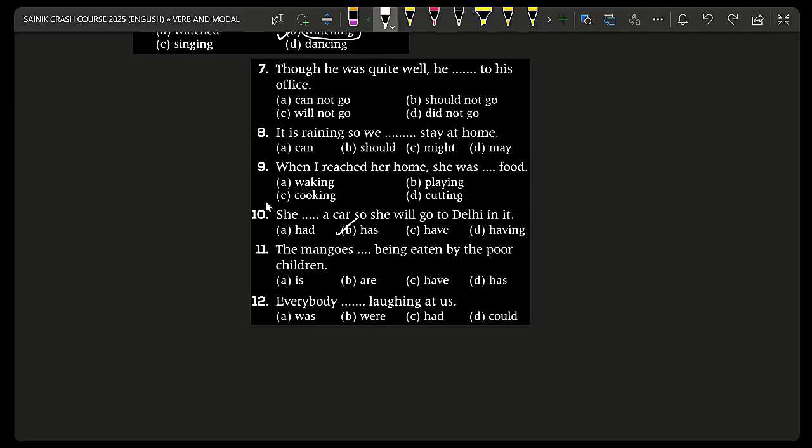The mangoes dash being eaten by the poor children. Is being eaten by, are being eaten by, have being eaten by, has being eaten by. Sir, option C. Option C, have. Sir, option D, sir. Option D, has.